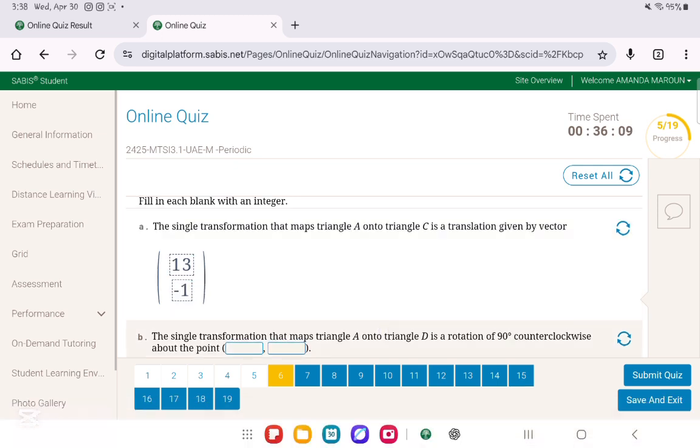We move on to part B. Again, we're going to do the same thing as we did in part B of number 5. The single transformation that maps triangle A onto D is a rotation 90 degrees counterclockwise. When we're dealing with 90 degrees counterclockwise, that means what?